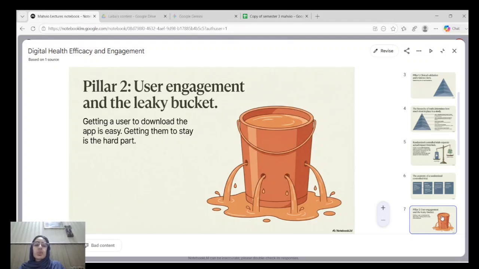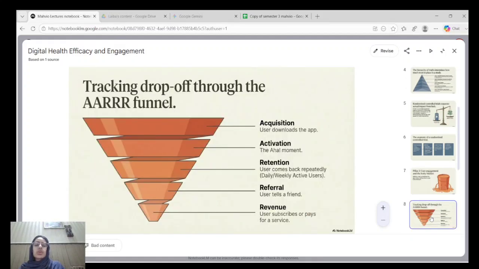Imagine your app is a bucket. Marketing and doctor recommendations pour water, the users, into the top of the bucket. But if your app is confusing or boring, there are holes in the bottom. You can see the users leak out just as fast as they pour in. To fix those leaks, software engineers use something called the AARRR funnel. This is how we start tracking drop off. For example, think of it like mapping a patient's journey through a hospital, but digital.